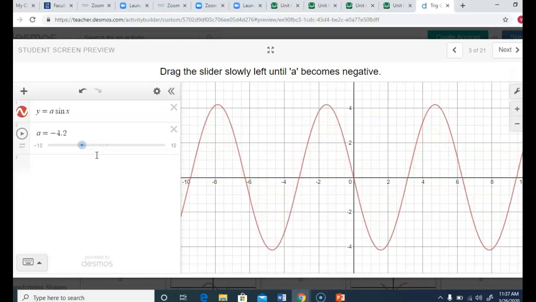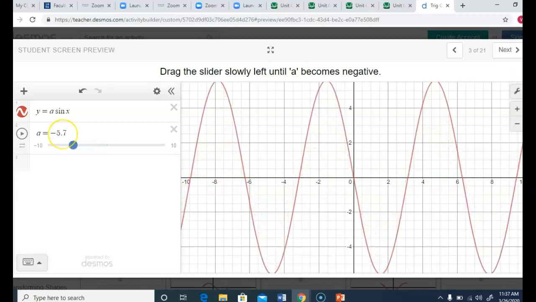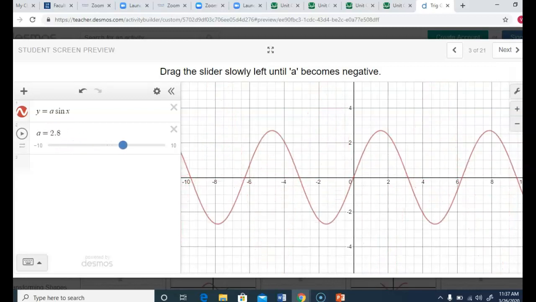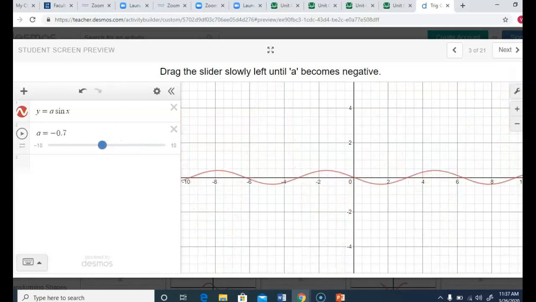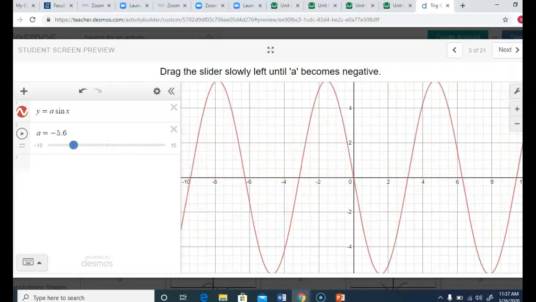And the larger this a is in the negative direction, then it keeps stretching it in that direction. If I go in the positive direction, then you can see it stretches it in the positive direction. So you can kind of see what happens when you go from a positive amplitude and then the negative in front of it's going to reflect it there.